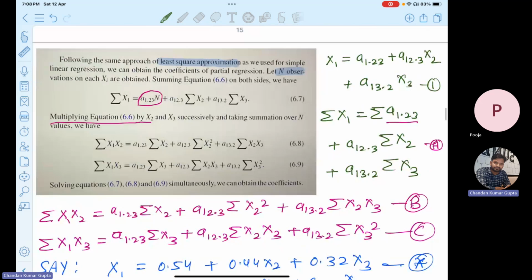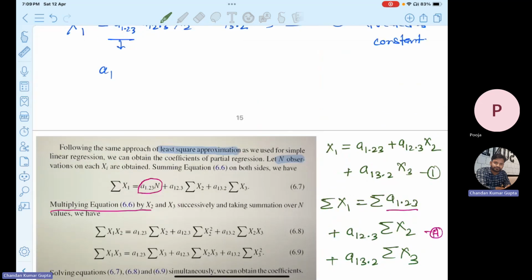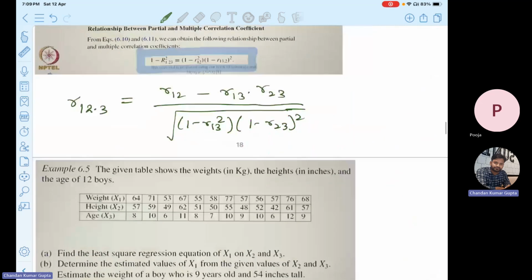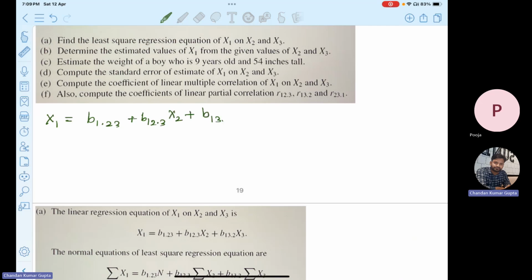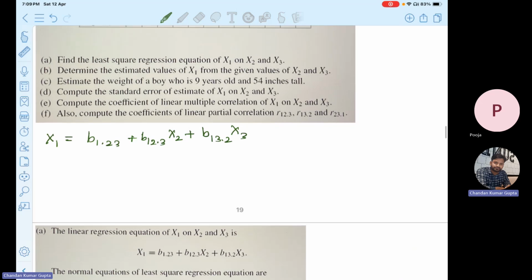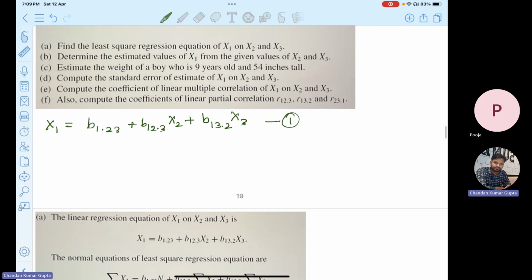the equation is like this: x1 equals b 1.23 plus b 12.3 x2 plus b 13.2 x3. So this is the regression line of x1 on x2 and x3. This is equation one, or let's consider the equation as star.